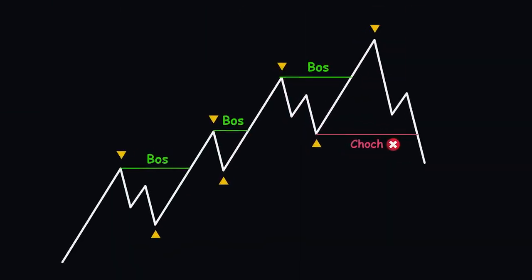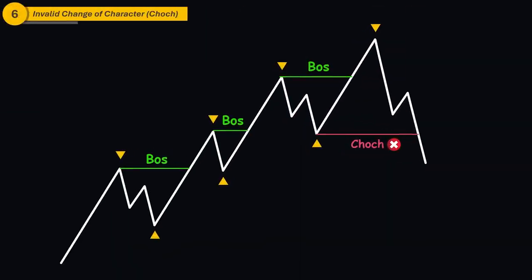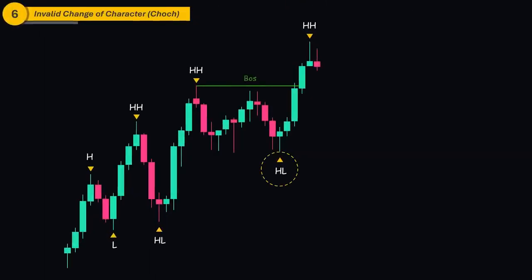The change of character is valid except in two common scenarios. Sometimes the market structure conditions make these changes invalid. Let's break this down step by step. Right here, we have a major swing low that triggered this breakout. A break below this level might seem like a valid change in character.